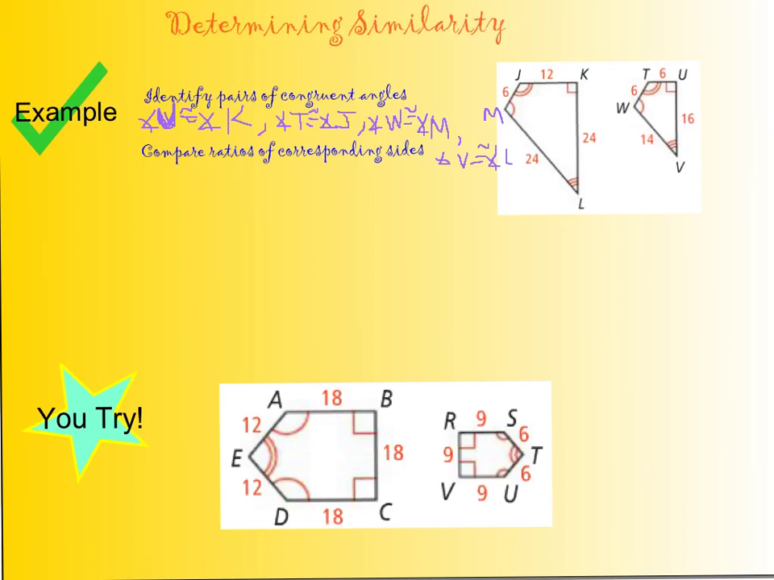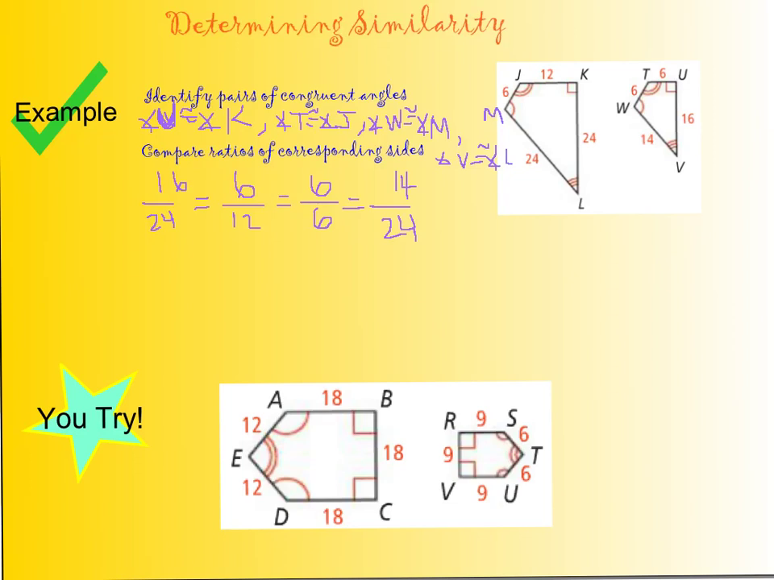And now I also have to check my ratios. So let's set up all of our ratios and see if we end up getting the same value when we reduce our fractions. So I've got 16 over 24, and that comes from these two sides here, and that's going to have to be equal to 6 over 12, which are these two sides here. And then next I'm going to do this side to this side, so 6 over 6. And then the last one I have is 14 over 24.